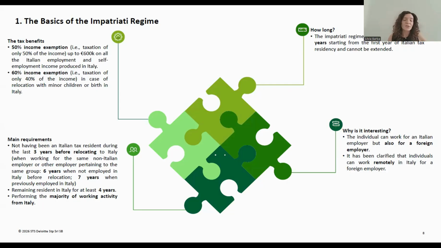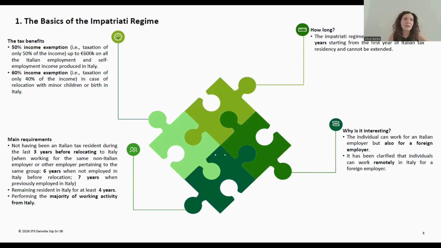Then the individual choosing to relocate to Italy and enjoying the impatriati regime has to maintain his Italian tax residence for at least 4 years after the relocation, which means that the regime targets individuals who are looking at establishing significant ties with the Italian territory and staying for long stays, actually. Then another requirement for applying this regime is that the individual has to earn the majority of his employment income from activities carried out in the Italian territory.